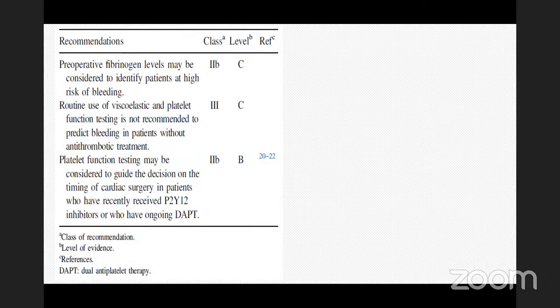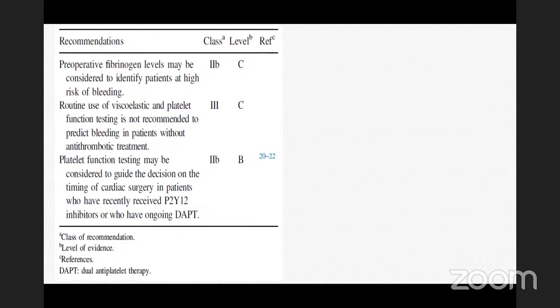The recommendation for the preoperative component: preoperative fibrinogen level may be considered to identify the patient at high risk of bleeding. This is class 2B level C. Routine use of viscoelastic and platelet function testing is not recommended to predict bleeding in patients without antithrombotic treatment. So it's not routinely done. This is class 3 level C.